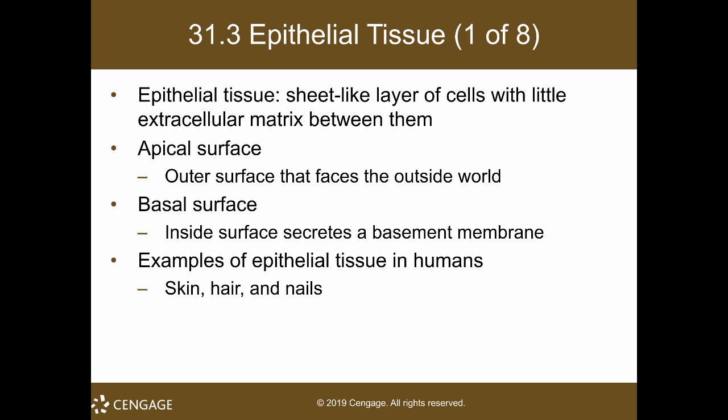Now, epithelial tissue is a sheet-like layer of cells. We will now be discussing the tissues. The first type of tissue is epithelial tissue, a sheet-like layer of cells with little extracellular matrix between them. Since it's sheet-like, you have two surfaces: the apical surface, the outer surface that faces the outside world, and the basal surface, which secretes the basement membrane, where your cells adhere. Examples of epithelial tissue in humans are the skin, the hair, and the nails.